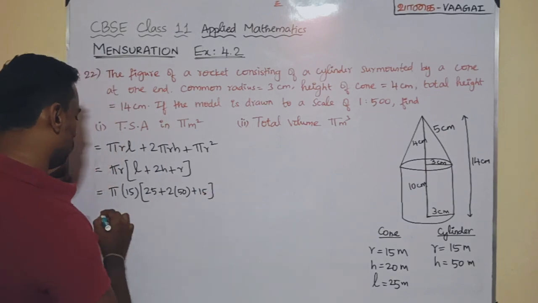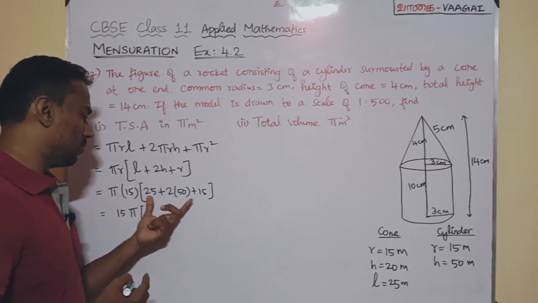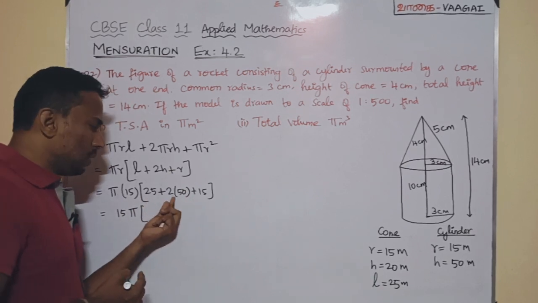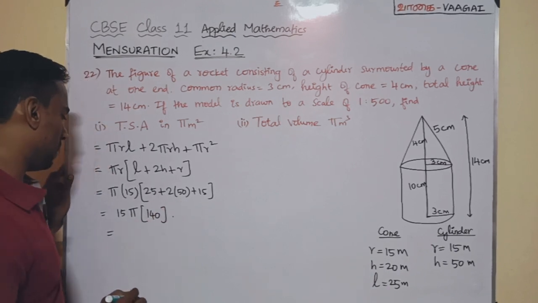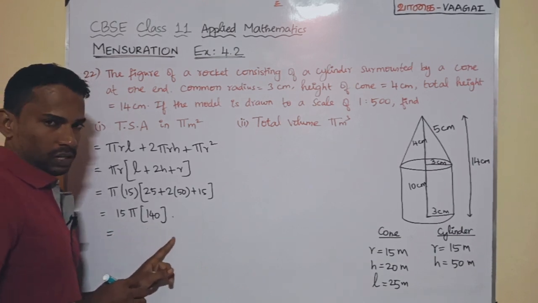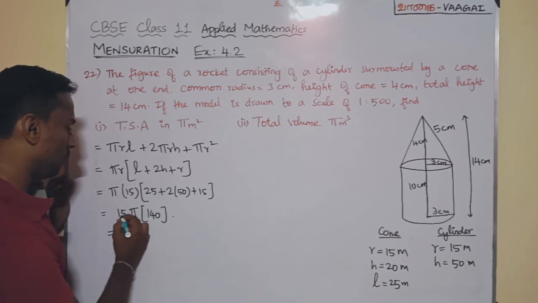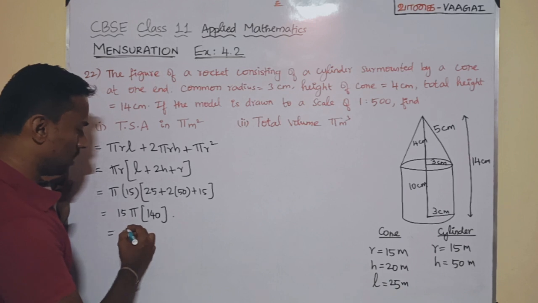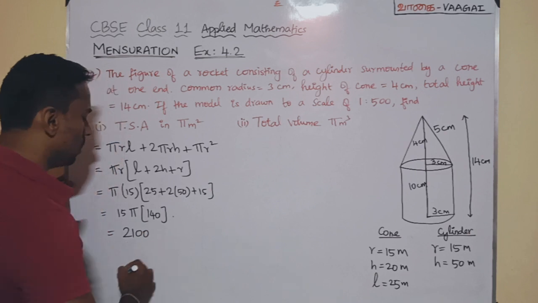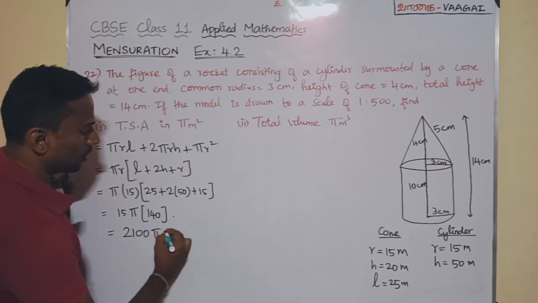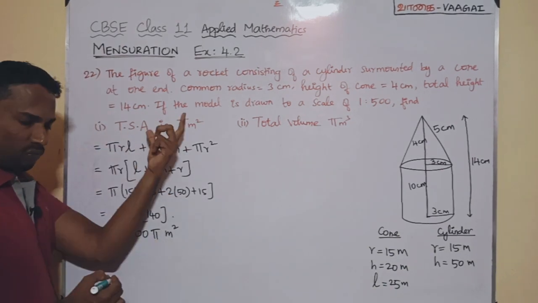Now this will be equal to 15 pi into, inside I will have 25 plus 15 which is 40, 40 plus 100, so 140. So finally I will have 15 into pi into 140. When I multiply, 14 into 15 is 140, 70, 210. So I will have 210 followed by a 0, and then pi. So 2100 pi meter square is going to be the total surface area of this rocket.